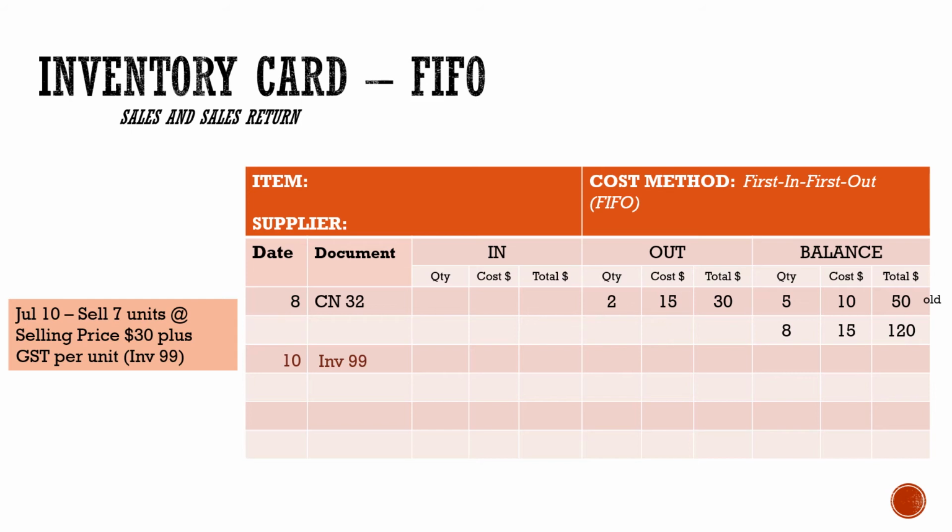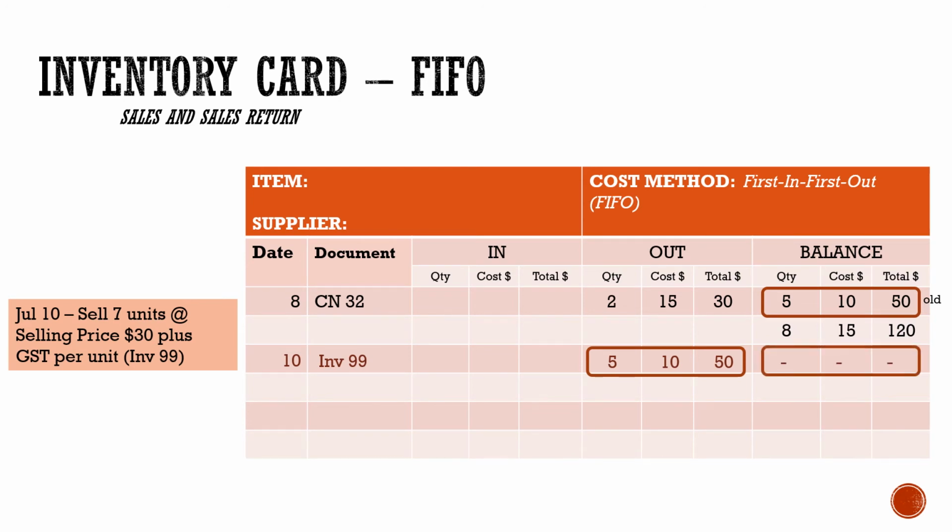Now, because we are using first in, first out method, we are assuming that the old batch is sold first. So in this case, we are assuming that the 5 units at a cost price of $10 per unit are being sold first. And we record them in the out column, which leaves us with a balance of 0.